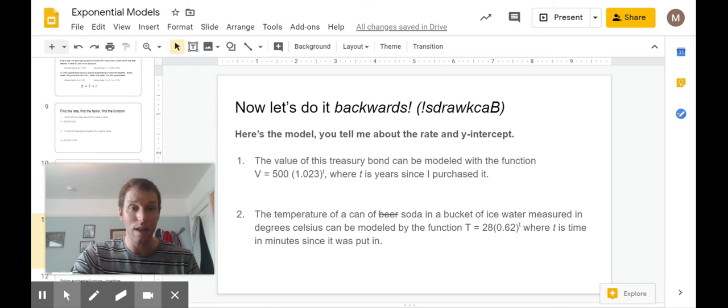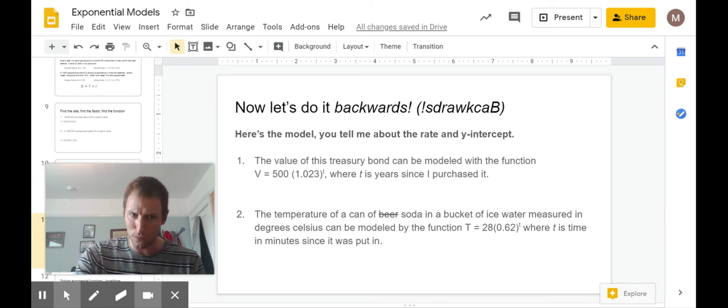The 500, that's what we start with. That's how much I paid for the bond. I bought a $500 treasury bond. It's now growing at a rate of 2.3%. That's my interpretation of this one. I bought a $500 treasury bond. It is growing at a rate of 2.3%.